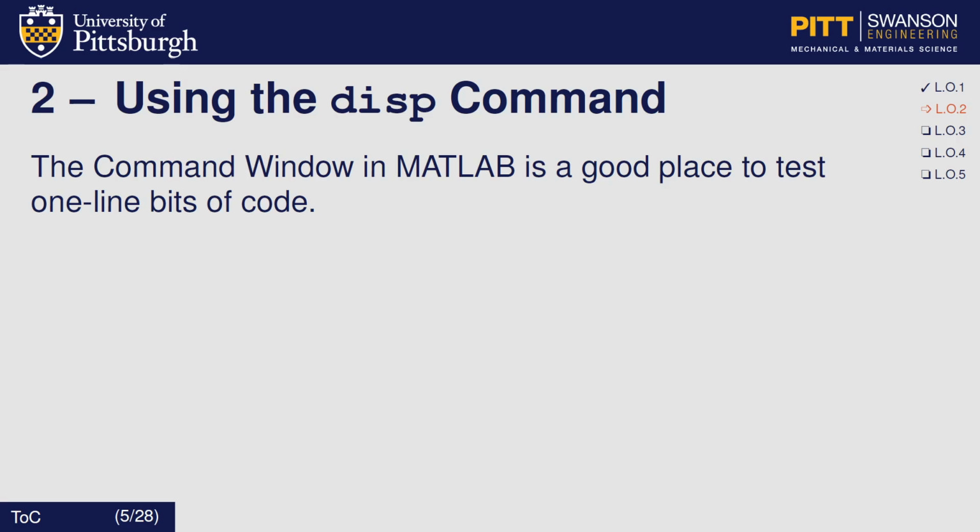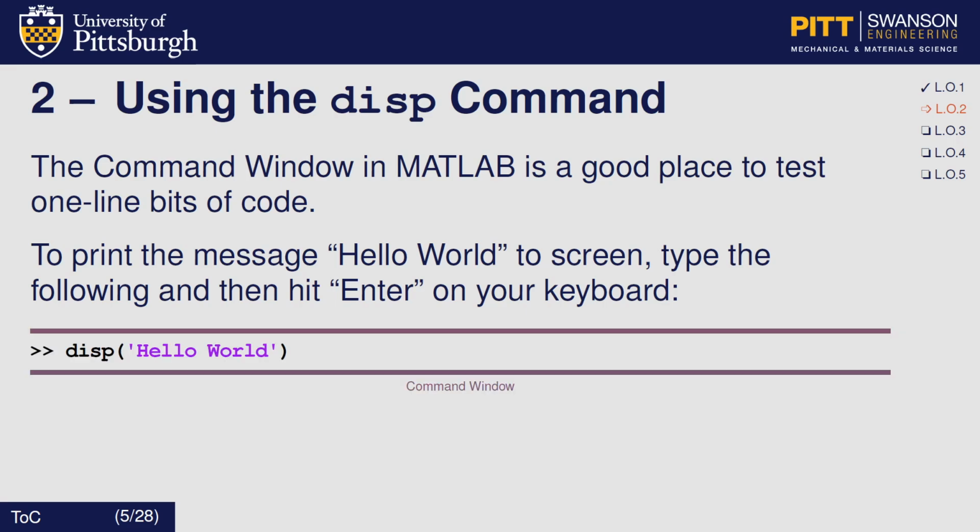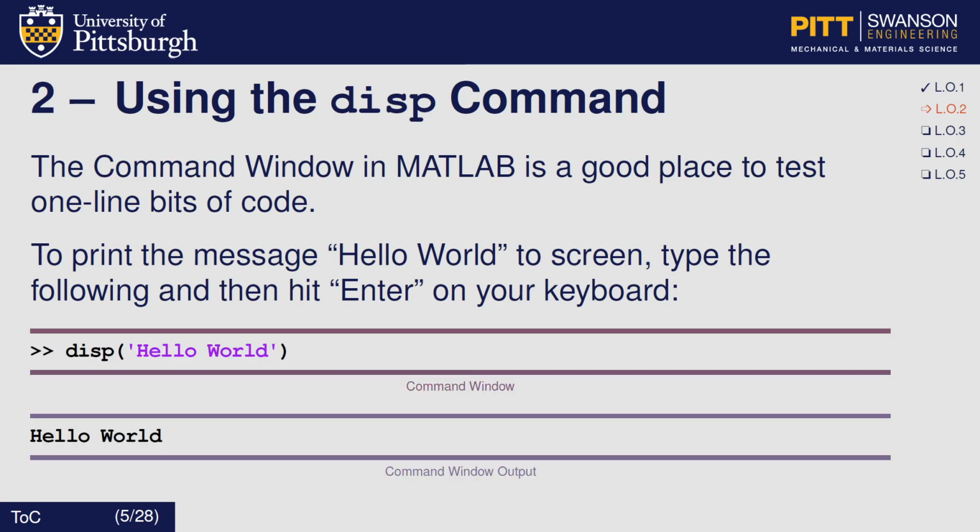The command window is a great place to start by testing one-line code snippets. To print the message Hello World to screen, type the following command, disp hello world, and hit enter. It prints out the exact same text, Hello World.